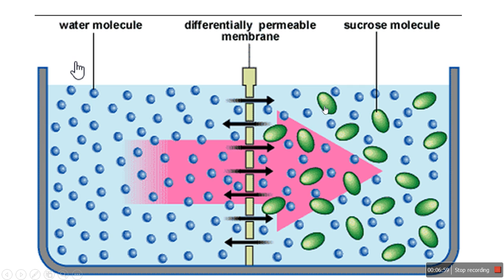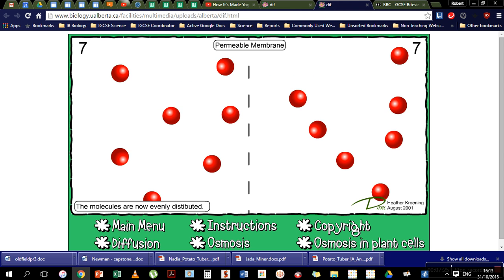Now, if we're going to define osmosis, it can be defined as the diffusion of water molecules from a region of high concentration of water to a region of low concentration of water, down the concentration gradient, through a partially permeable membrane, which is this membrane in the middle. Now again, we can probably look at an animation to see how that actually happens.